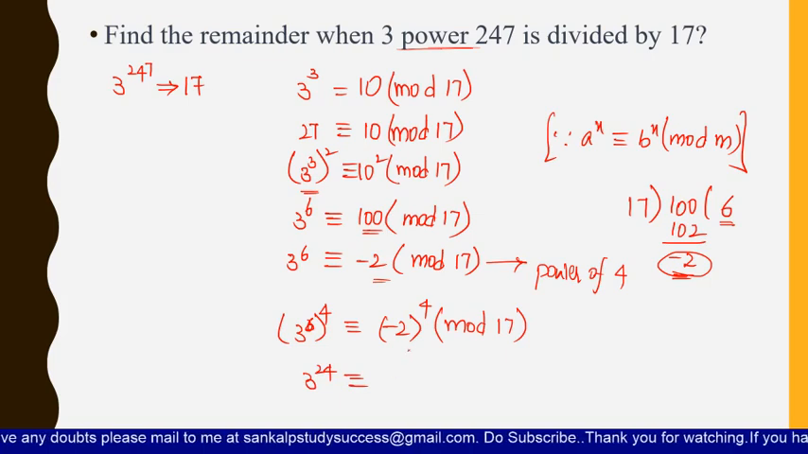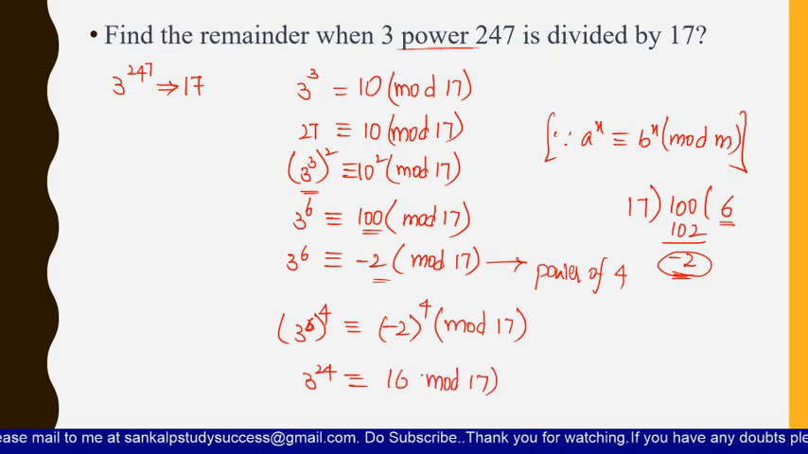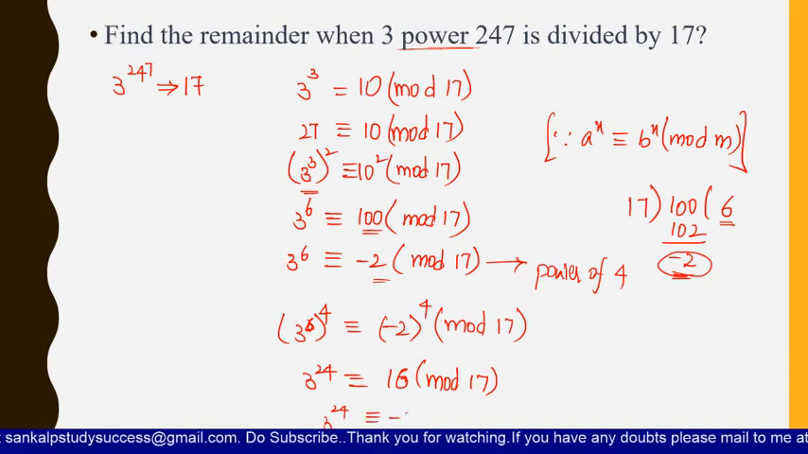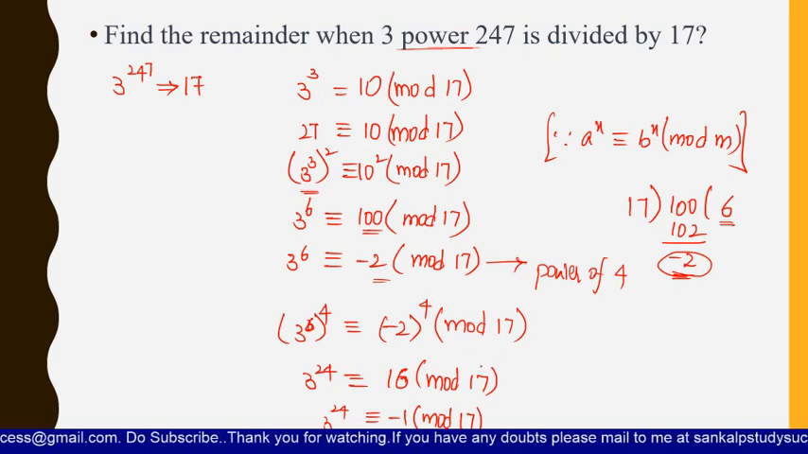Now here, this is whole power 4. Anyhow, you will get a positive number. 2 power 4 is 16. 16 mod 17, right? If you simplify this 16, you will get 3 power 24 is congruent to minus 1 mod 17. Am I correct? Because 16 is nearest to 17, but it is less than 17, so we are taking minus 1.